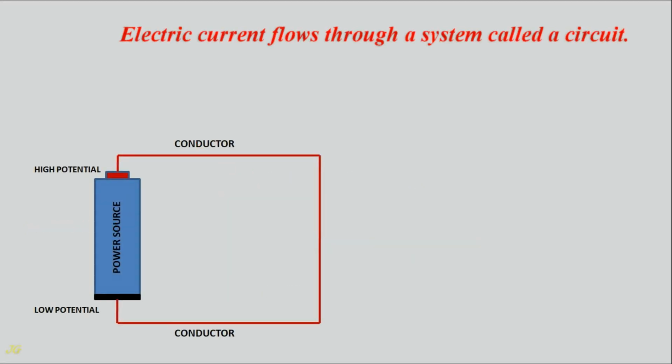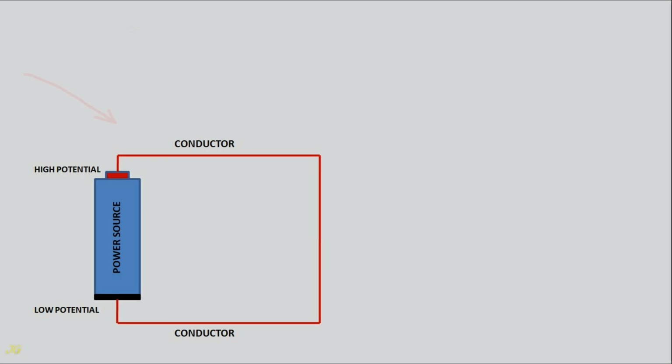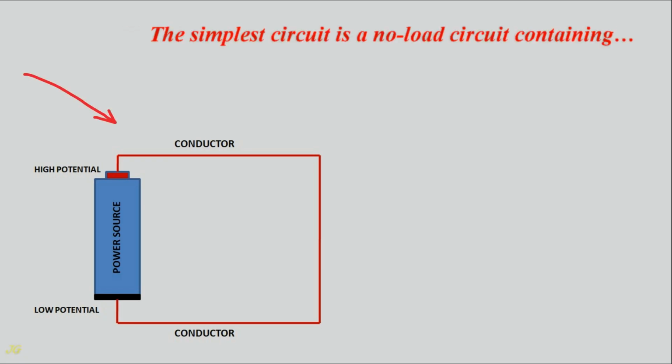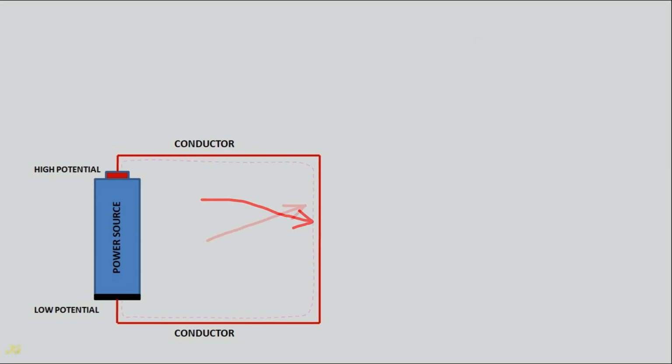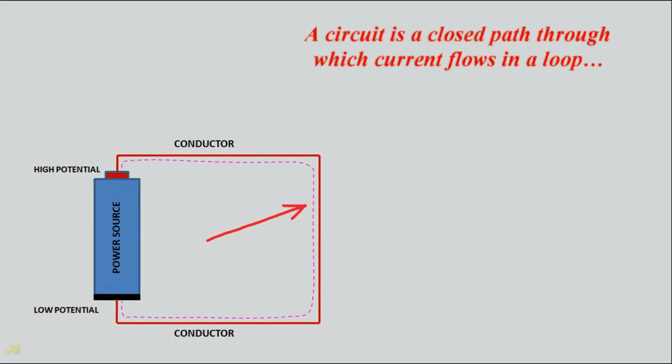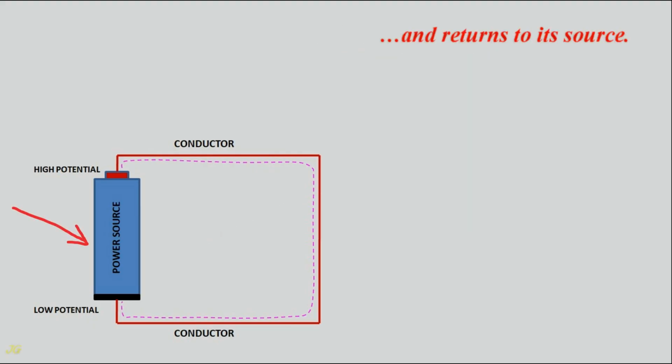Electric current flows through a system called a circuit. The simplest circuit is a no-load circuit containing a power source and conductor. A circuit is a closed path through which current flows in a loop and returns to its source.